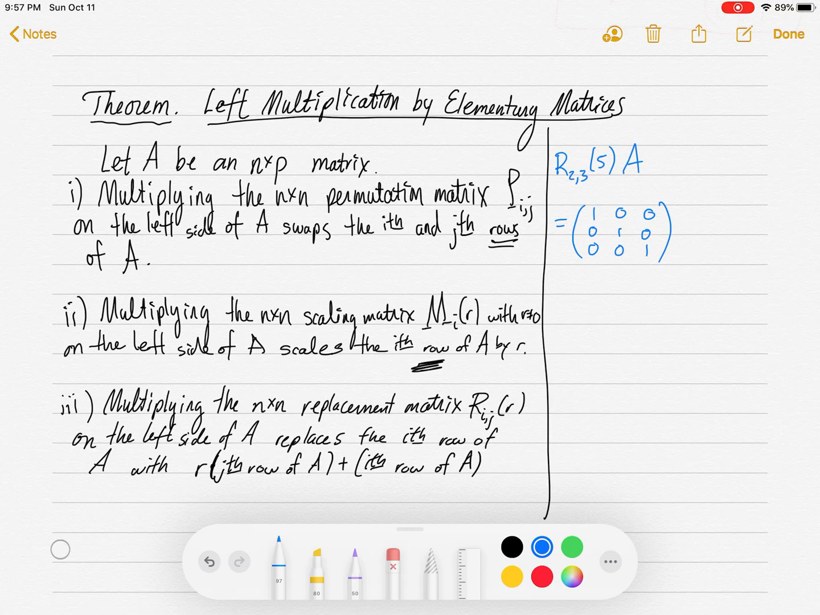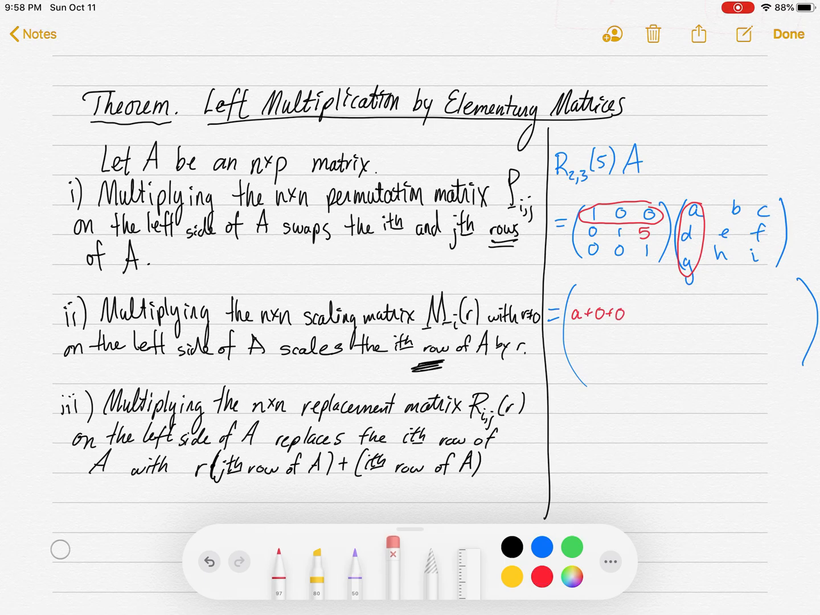So what's R23? That means you start off with the identity, 1, 0, 0, 0, 1, 0, 0, 0, 1. And in the second row, third column, that's right here, you're going to stick a 5, right? Okay, so let's erase that and stick a 5. Second row, third column. Okay, and we're going to multiply this by a matrix called A. We're going to call this what? Little a, b, c across the first row, d, e, f across the second row, g, h, i across the third row.